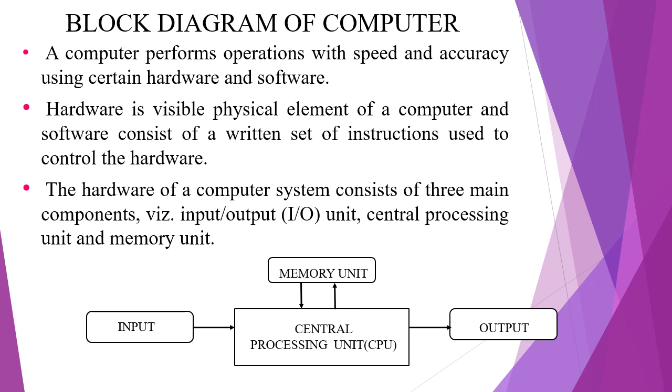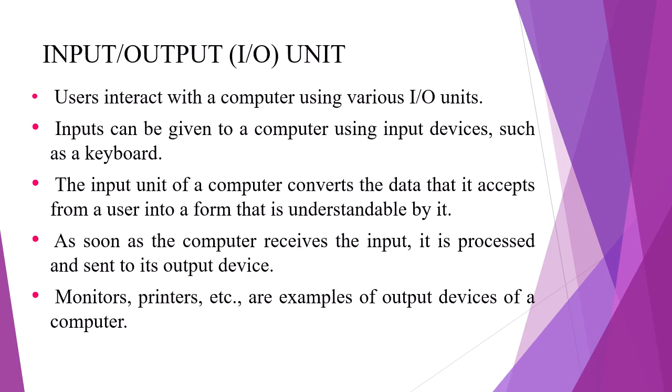A computer performs operations with speed and accuracy using certain hardware and software. Hardware is the physical element of a computer, and software consists of a written set of instructions used to control the hardware. The hardware of the computer system consists of three main components: input and output unit, central processing unit, and memory unit.